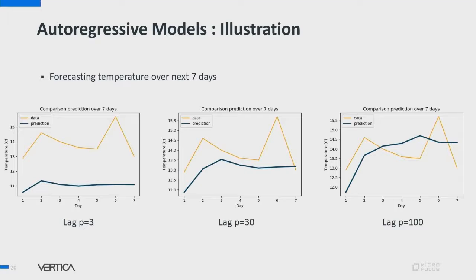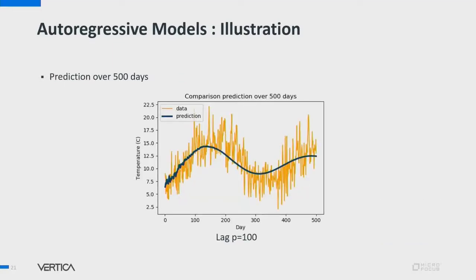So just looking at these plots of temperature over 7 days with different lag values, now we switch instead from the last 7 days to the last 500 days. And you can see how the plot changes from the previous slide to this. You see a lot more variation in the data itself, but the prediction is again a pretty nice smooth line.